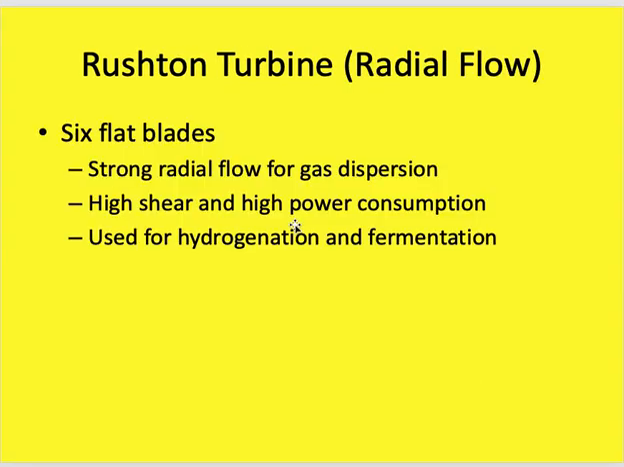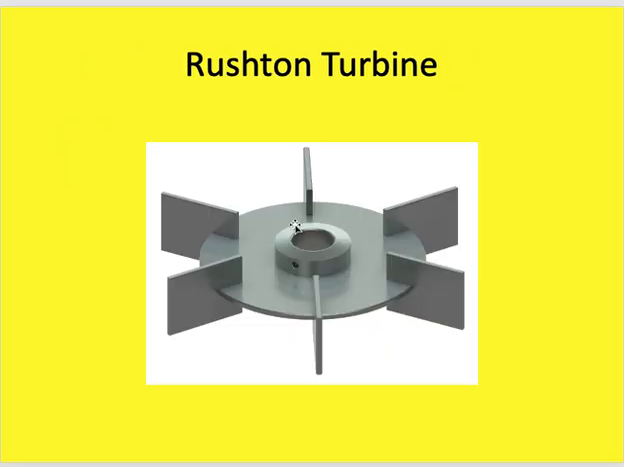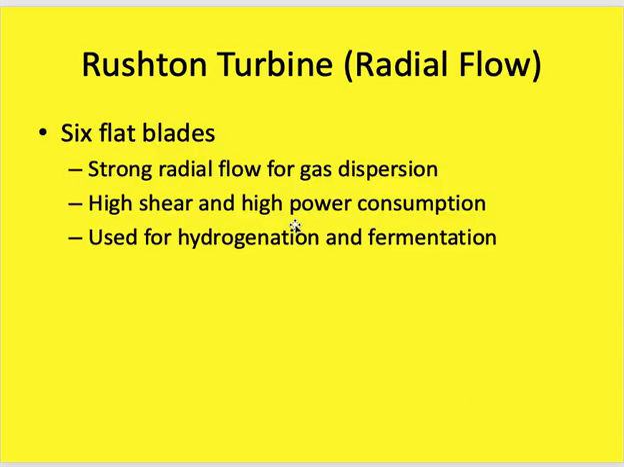The 6 flat blades give strong radial flow for gas dispersion. So consider this type of Rushton turbine agitator when you are introducing a gas reactant to the reactor. Strong radial flow for gas dispersion, high shear and high power consumption. Used in dehydrogenation and fermentation, also fermentation in the pharmaceutical industry, okay?